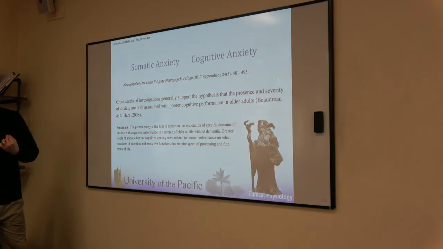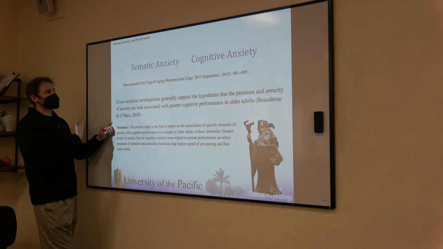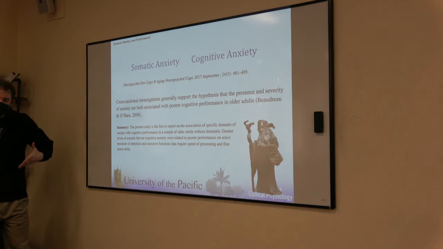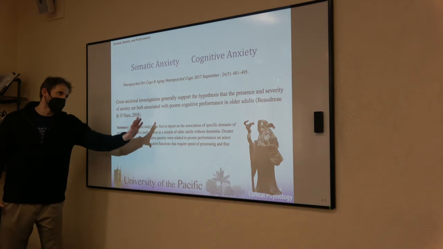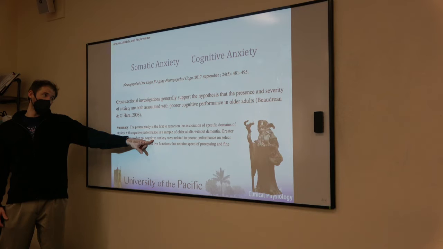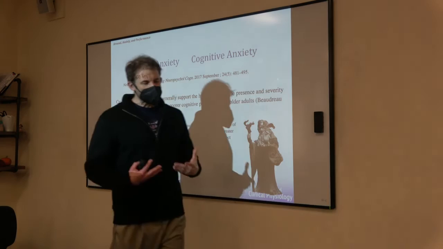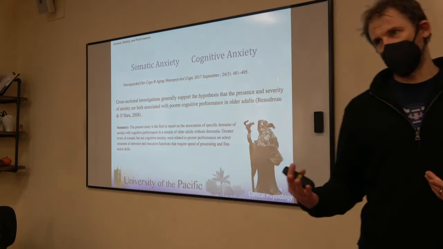So if you're full of anxiety in older populations, you do see some poorer cognitive performance historically in the literature. Anxiety associates with poorer cognitive performance. But this study was looking at specific domains of anxiety, because anxiety isn't just anxiety by itself. In a sample of older adults without dementia, greater levels of somatic but not cognitive anxiety were related to poor performance on select measures of attention and executive functions that require speed of processing and fine motor skills. So depending on the type, the qualities of anxiety will manifest differently in performance.